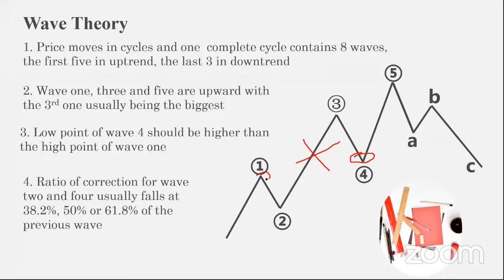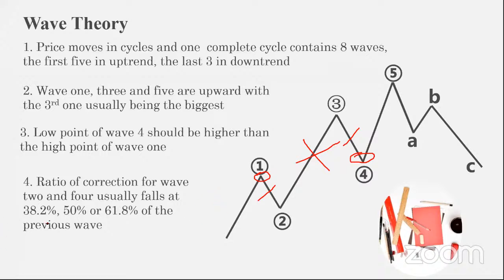So this is the high of wave 1, right? And usually the low point of wave 4 should be higher than the high of wave 1. Okay, and also you will realize that many times the ratio of the correction for wave 2 and 4 falls at 38.2%, 50% or 61.8% of the previous wave.